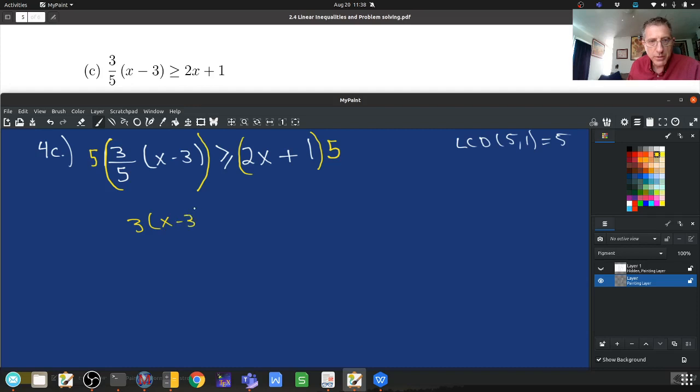And if you're just used to canceling out there, that's fine, but you have to understand why you're doing it. I see a lot of canceling out that doesn't make any sense. So here I'm going to use distribution. 5 times 2x is 10x, and 5 times 1 is 5. Not quite ready yet because I still have to use distribution over here. 3 times x is 3x, 3 times minus 3 is minus 9.